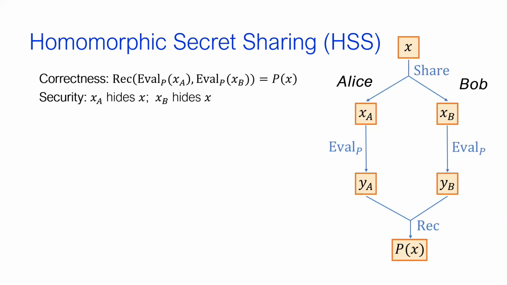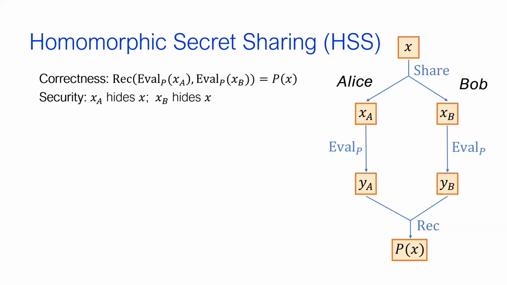HSS is a type of secret sharing which allows parties to locally compute functions over their shares. In the two-party setting, you can imagine we have a secret X shared between Alice and Bob. Given some public function or program P, Alice can apply a homomorphic evaluation procedure to her share XA to obtain an output share YA. And Bob on his side can do the same thing.